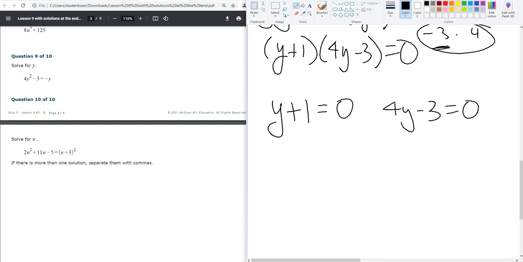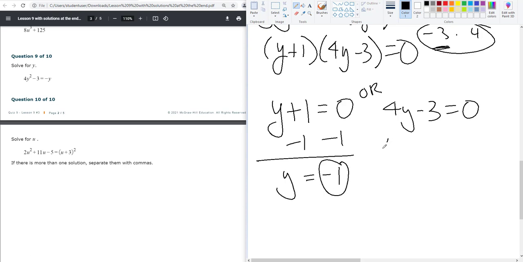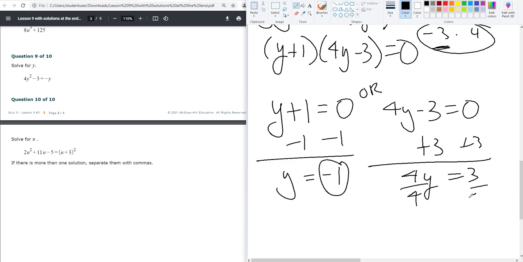Set your second factor equal to 0. And I'm going to put the word "or" in between because this equation has two answers, not both of them at the same time, but at different times. y equals negative 1 will be a solution. Over here, I need to add 3 to both sides. So 4y equals 3, divided by 4, y is 3/4. Those are my two numbers. Those are my two solutions.